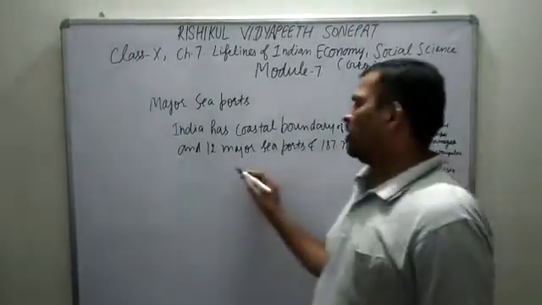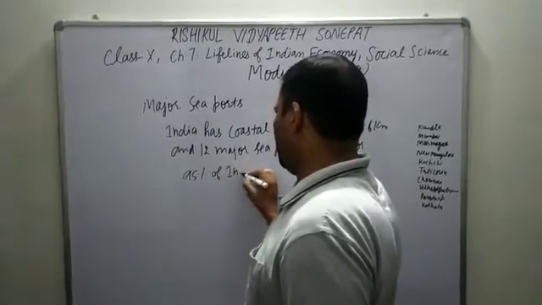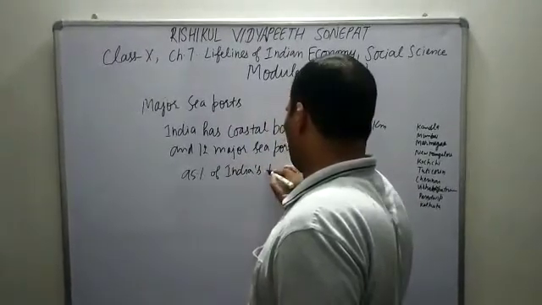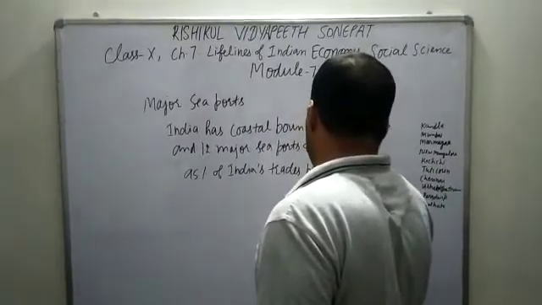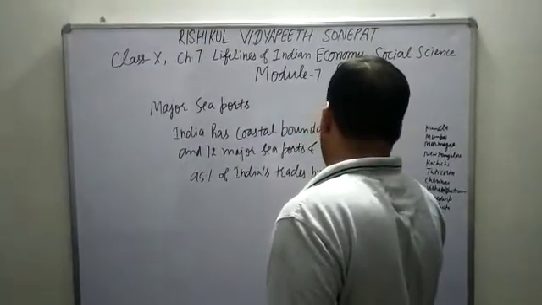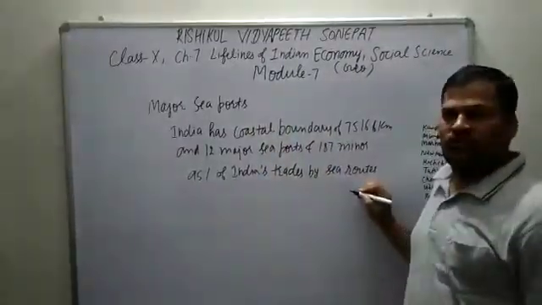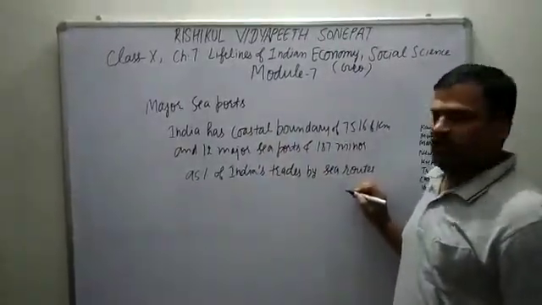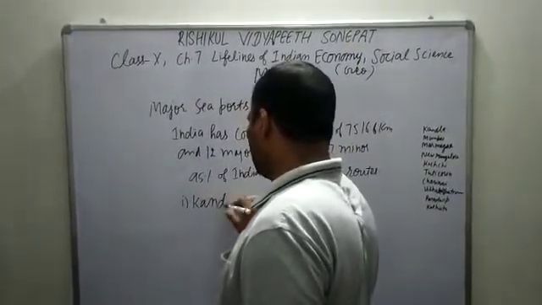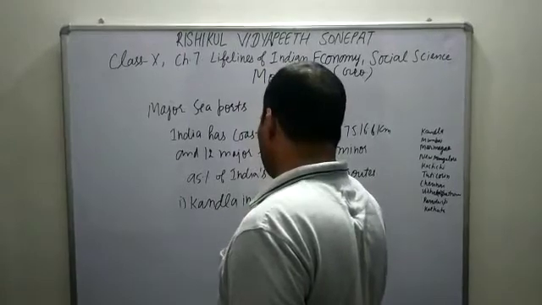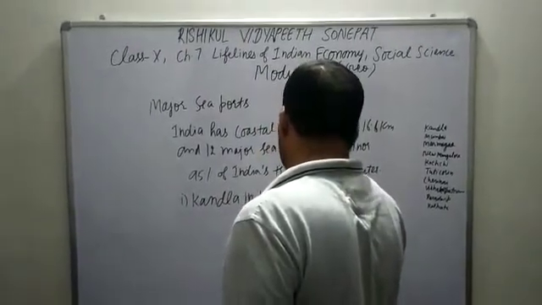You know that 95% of India's trade is by sea routes, or you may say the waterways. Okay. Now here we will discuss these major seaports and their role. The first one is Kandla. Kandla in Kutch, that is the Gujarat part.